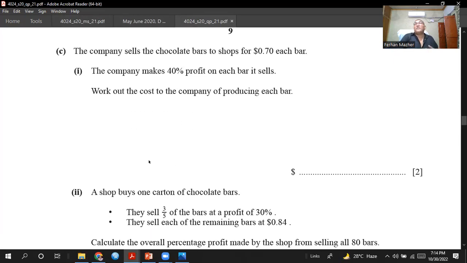He says, the company sells the chocolate bars to shops for $0.70 each bar. The company makes 40% profit on each bar it sells. Work out the cost to the company of producing each bar. Let us suppose the company's cost is x, and the company makes 40% profit. So the cost plus the profit will be equal to the sale price of $0.70. So it will be x plus 40% of x equals 0.70.